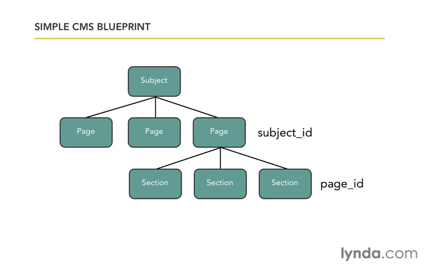And we talked a little bit about foreign keys earlier. So a page will need a subject ID field so that we can tell it what subject it belongs to, and a section will need a page ID field so we'll know what page is its parent page. And both subject ID and page ID will simply be integer fields.